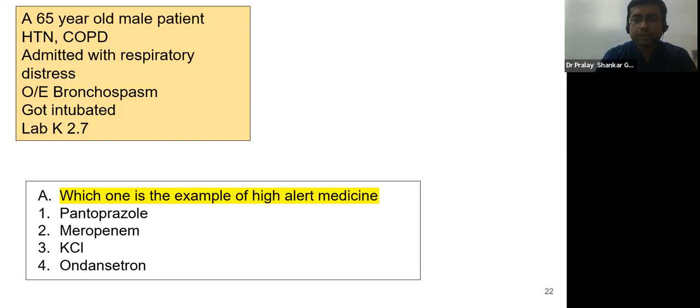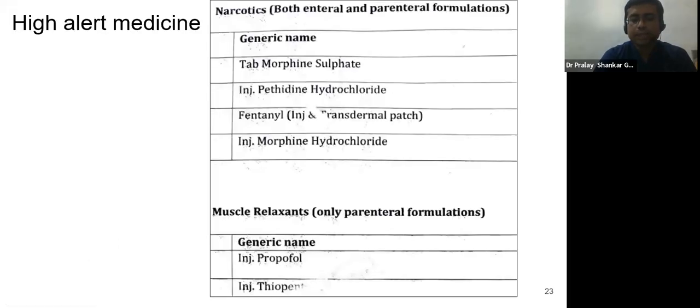This is too simple a question because this is the daily practice of nursing staff and daily classes. Which one is a high alert medicine? Medicines are high alert because, if given accidentally by any route or any dose, they can cause harm to the patient. These are examples of high alert medicines like morphine, pethidine, fentanyl, propofol, thiopentone.